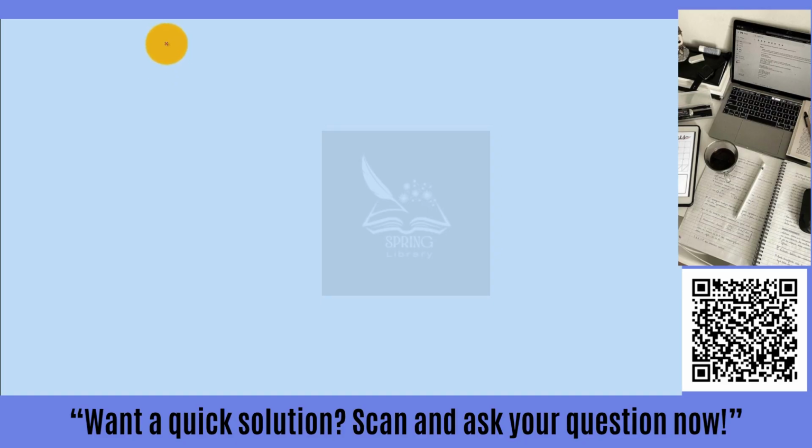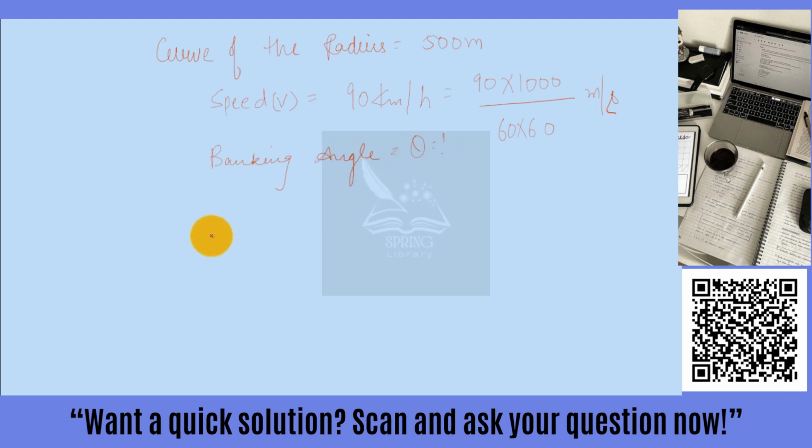Here given, the radius of the curve is equal to 500 meter. Speed small v is equal to 90 kilometer per hour, which is equal to 90 into 1000 divided by 60 into 60, which is meter per second. And banking angle is equal to theta. We have to find.